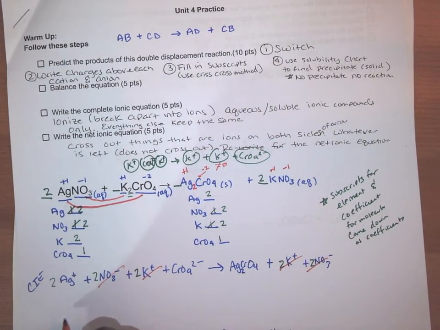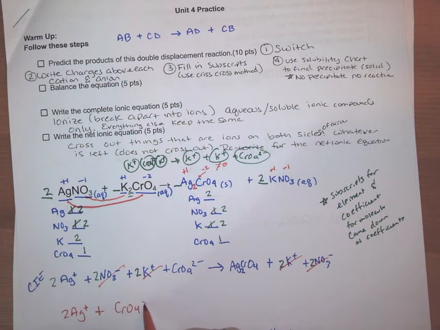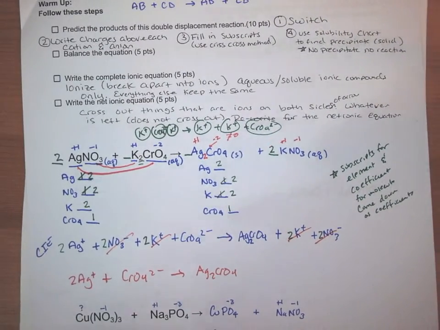And what's left over, I'm going to write what's left over: Ag+, CrO4 2-, and Ag2CrO4. This is my net ionic equation.